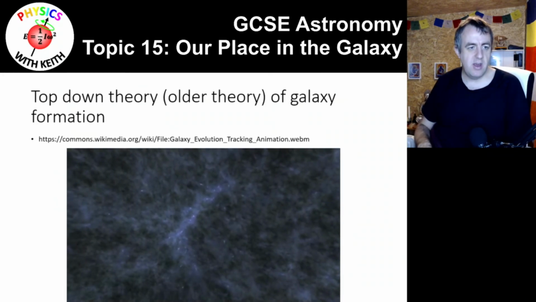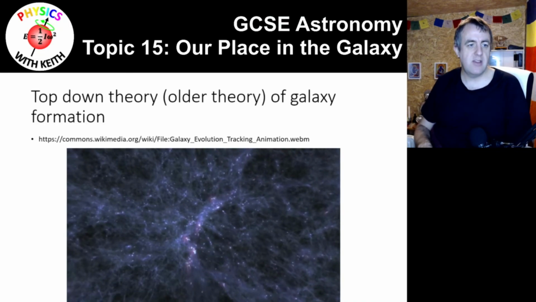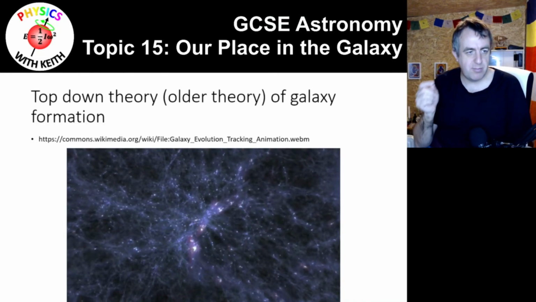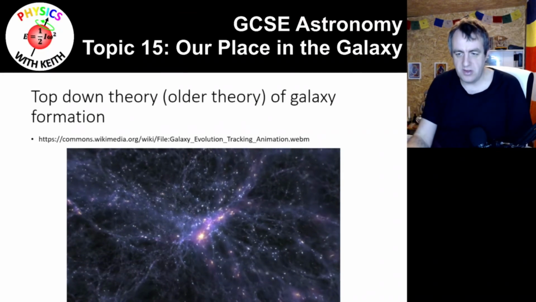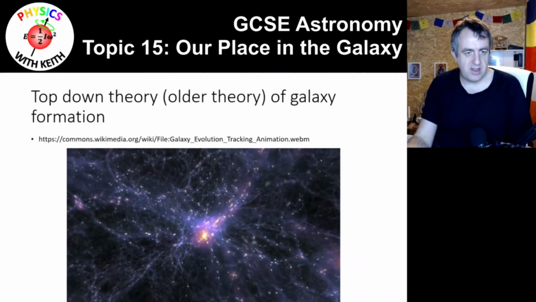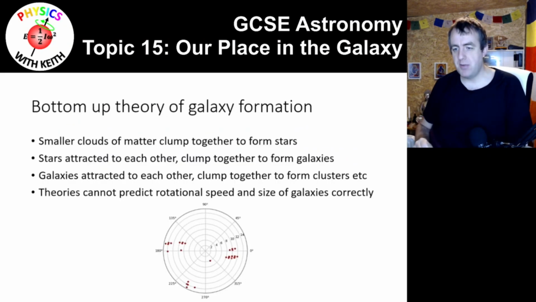So, you've got low dense clouds, and then over time you get stars forming. Now you can see those points are getting brighter and brighter, and then they're condensing towards each other. And we won't watch it for a second time. We've seen it once. Once is enough. So what about the bottom-up theory?